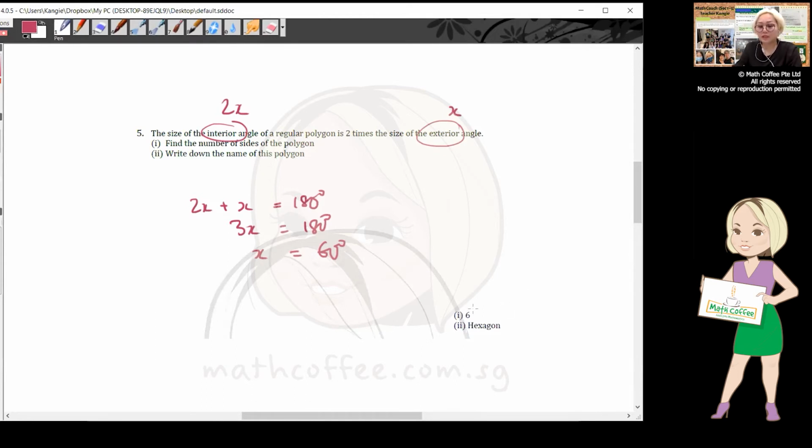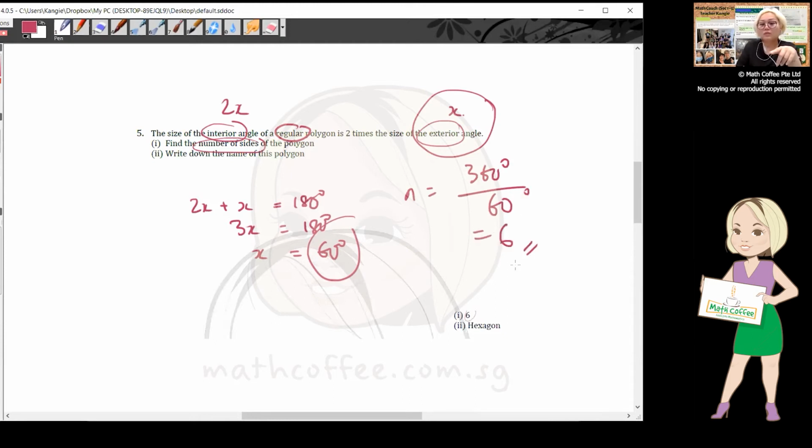Oh yeah, I haven't finished. Okay, so x is equal to 60 degrees. But remember they want to find the number of sides. It's a regular polygon, right? What's the shortcut? You take 360 divided by 1 exterior angle, and we know that 1 exterior angle is x, which is 60. So my n is simply 360 degrees divided by 60, you get 6. So the number of sides for this polygon is 6. Then write down the name of this polygon. Number of sides is 6, that is hexagon. You need to spell it correctly.